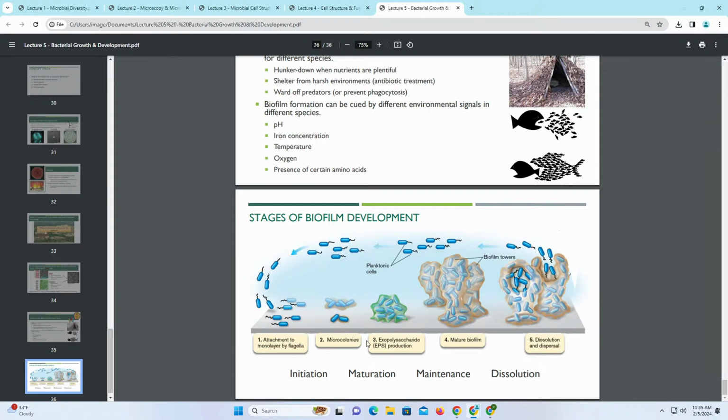And then once you have enough of them and they call in their friends, you start to get this EPS production, which is this polysaccharide. It's just this glue that helps glue them together. And then that brings in more cells. And then you have really this mature biofilm with towers coming off of the center. And so it's maintained when it matures, and it's maintained until nutrients start to deplete.